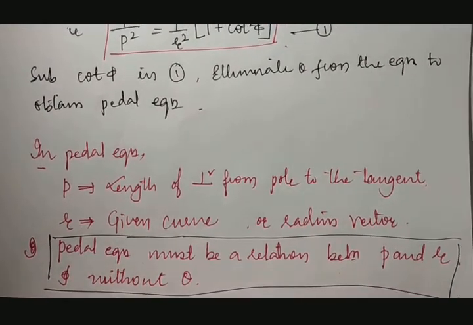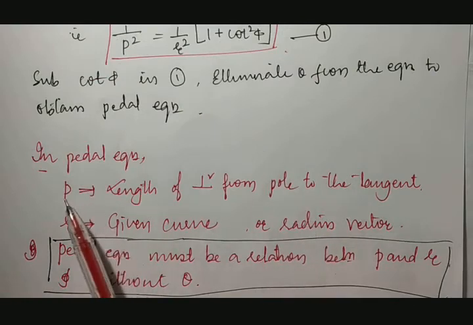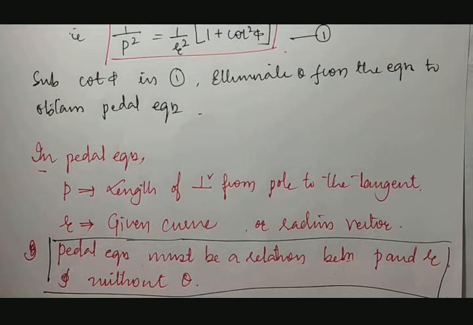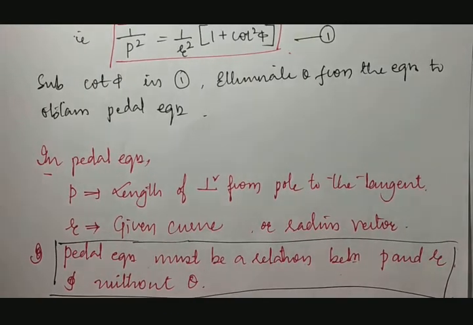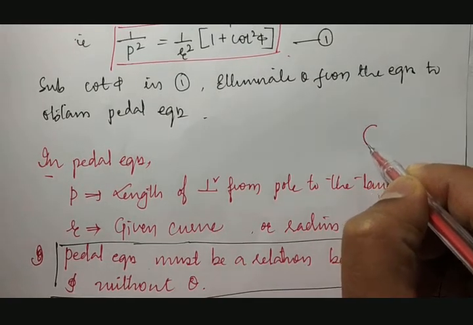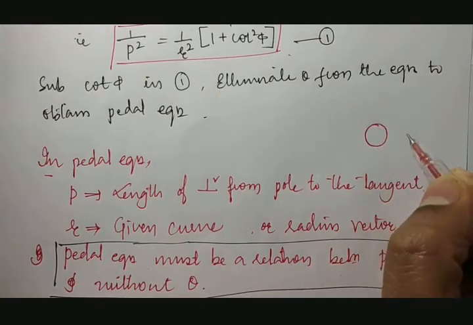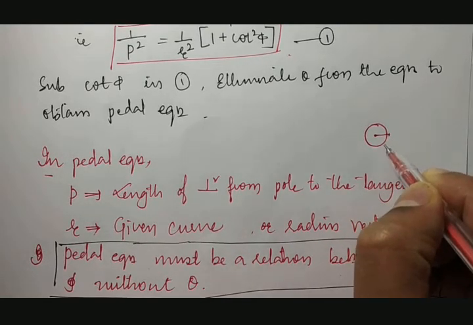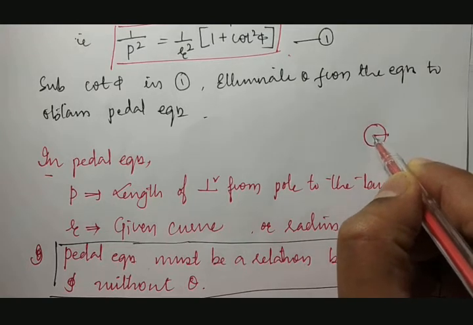First, in a pedal equation, P is nothing but length of the perpendicular from pole to the tangent. R is a given curve, or sometimes it will be taken as radius vector. Pedal equation must be a relation between P and R without theta. Means what? You can just recall a pedalling of a bicycle. When you are using a pedalling of a bicycle, the axis, if you take, this is something like, then what happens here? This distance, the pedal, we can see the distance, the pedal, what we are having.